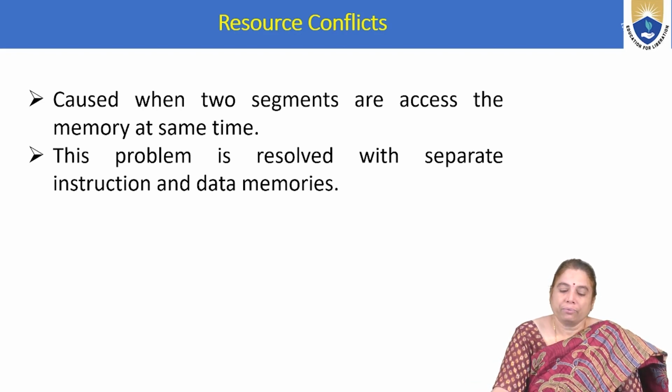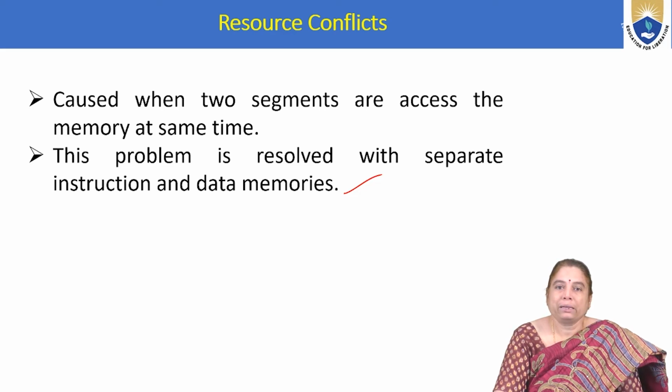What is a resource conflict? A resource conflict is caused when two segments access the memory at the same time. This problem is resolved with separate instruction and separate data memories. The major resource used during implementation of pipelining is the memory. If the same memory segment is needed by two segments for execution, then this resource conflict arises. So this problem can be resolved by employing separate instruction and separate data memories.